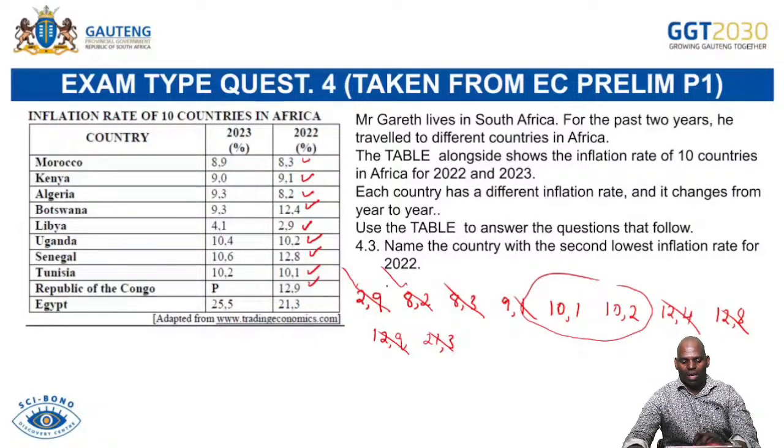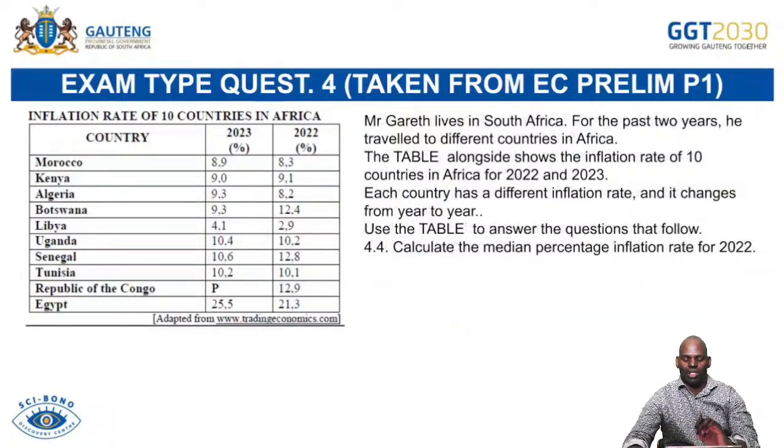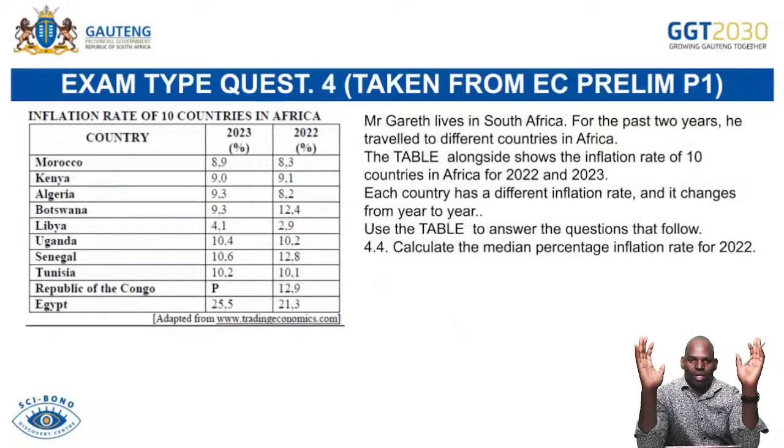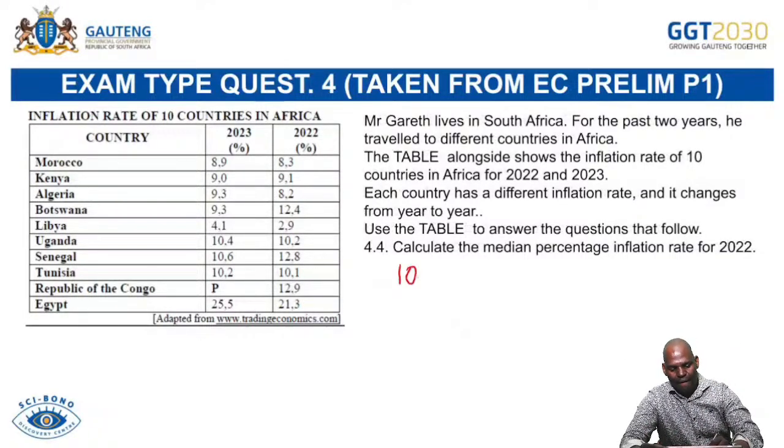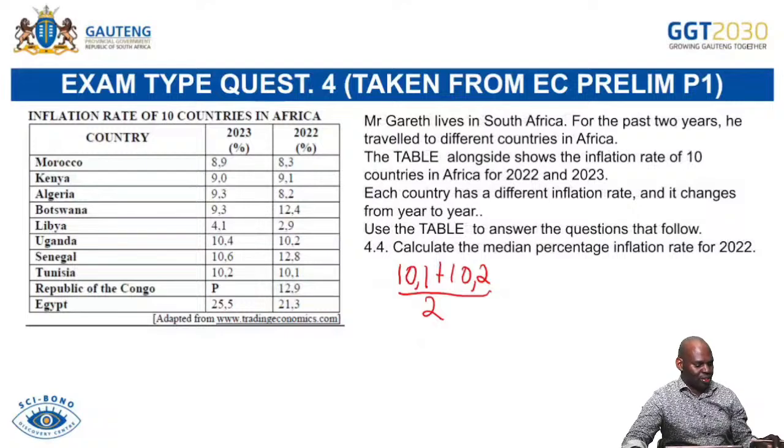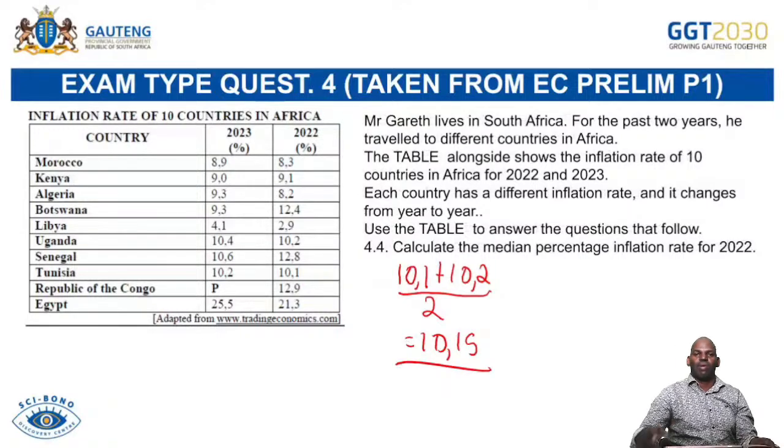So in this case, with the median, the arrangement is very important. I've already arranged, so I've got 10.1 plus 10.2. Then I divide it by 2. Take your calculator, 10.1 plus 10.2, equal sign, and then divide it by 2. I'm getting 10.15. Again, don't confuse median, mode, and mean.